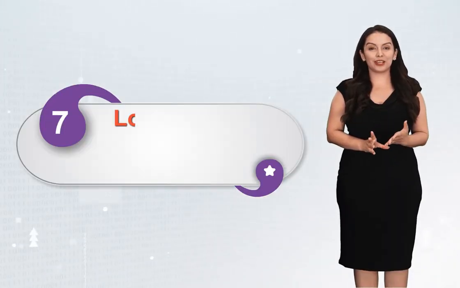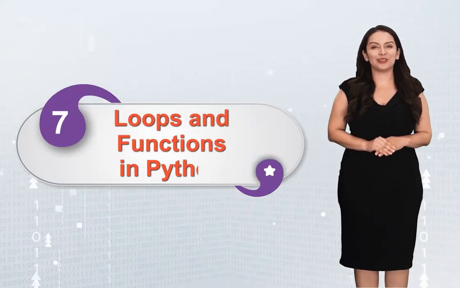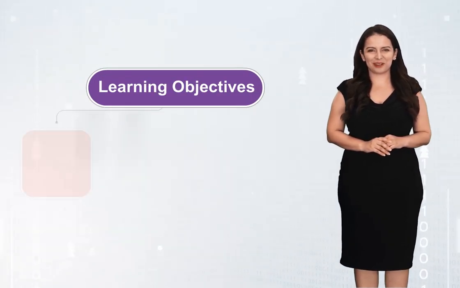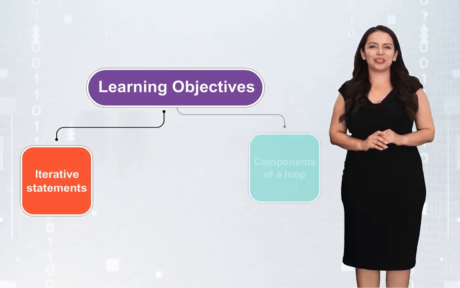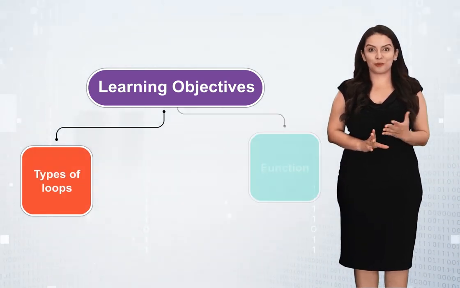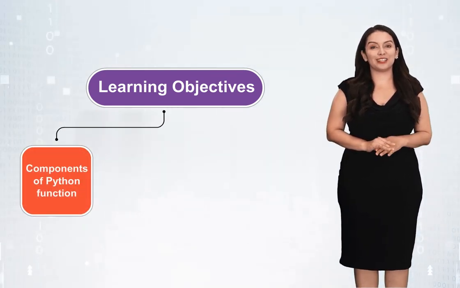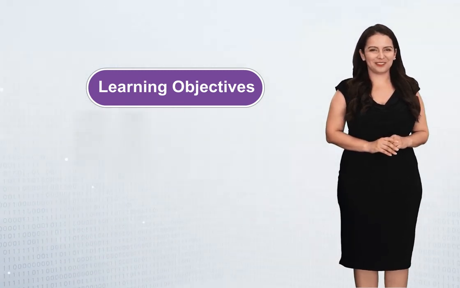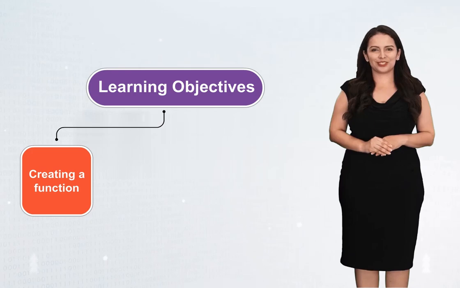Chapter 7: Loops and Functions in Python. Learning Objectives. Iterative Statements. Components of a loop. Types of loops. Function. Components of Python function. Types of functions. Creating a function.